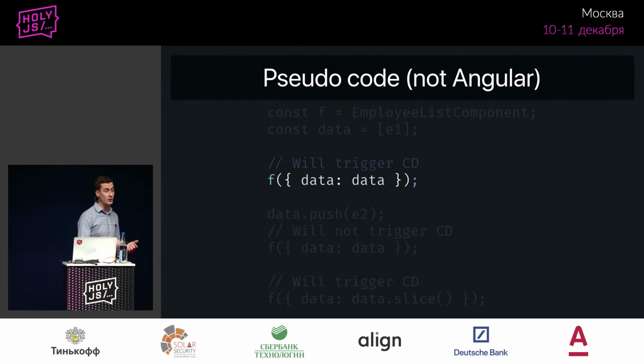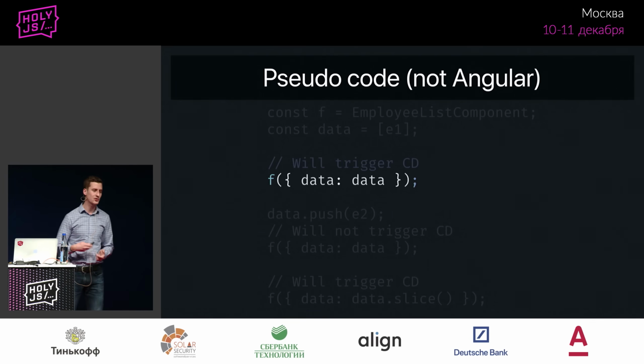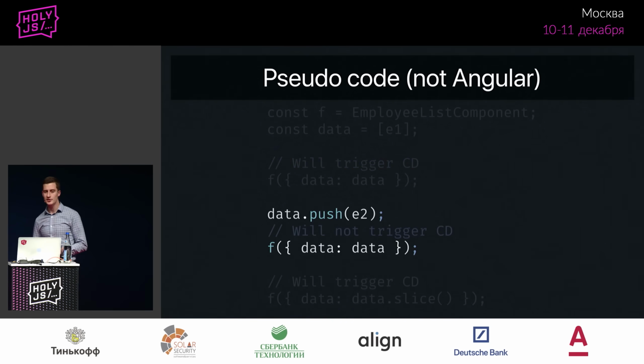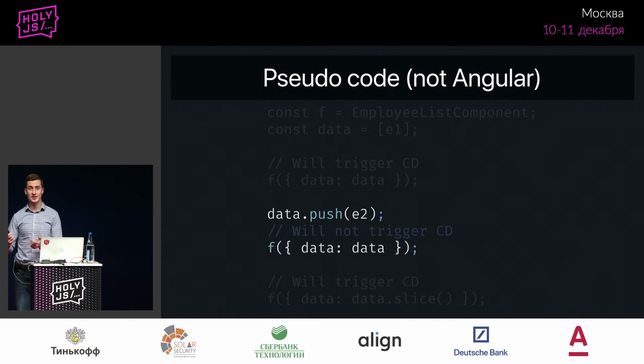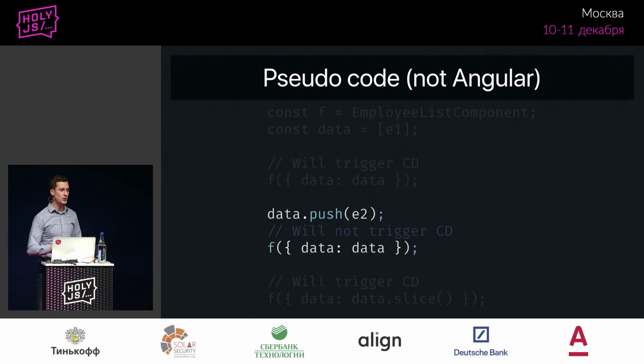Because the previous value of the input was undefined, when Angular compares data with undefined, it's going to figure out that the input has actually changed. When we push a new item into the list, however, we're going to have the exact same reference, which means that we're just going to modify the data structure pointed out by the data constant. When we invoke our function with this data, it is going to be the exact same data, which is already a value of the data input.